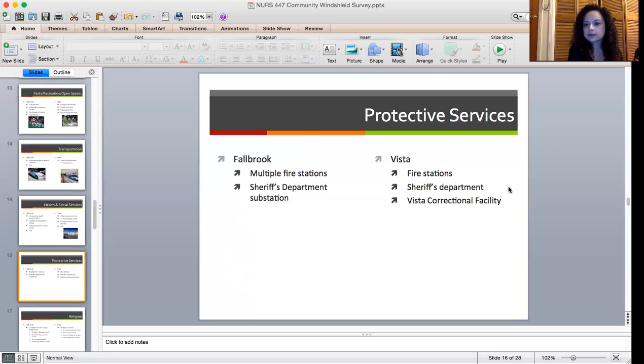In Vista, there were also multiple fire stations. There's a sheriff's department and a correctional facility.